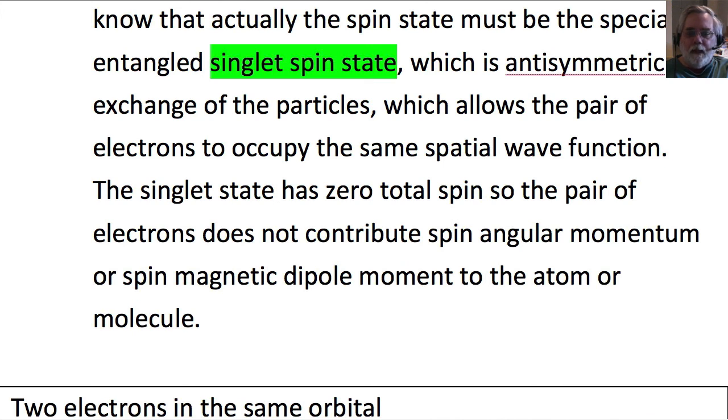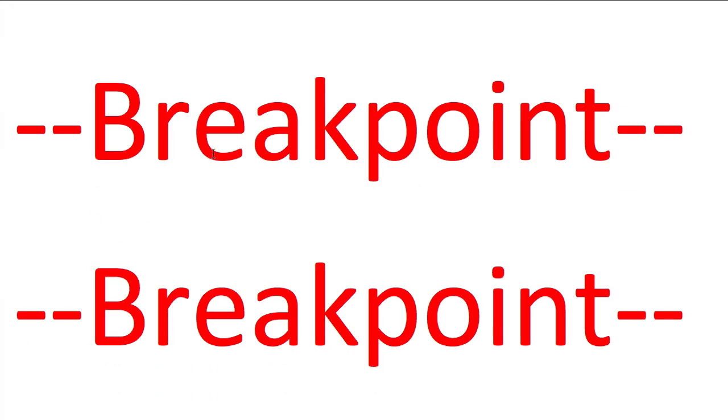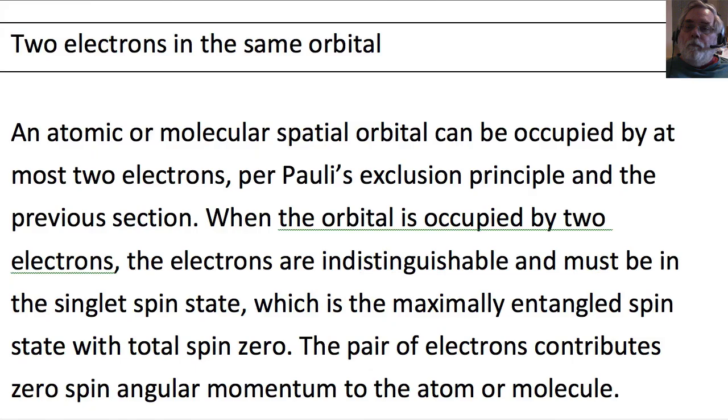The singlet state has 0 total spin, so the pair of electrons does not contribute spin angular momentum or spin magnetic dipole moment to the atom or molecule. This is a possible time to take a break.